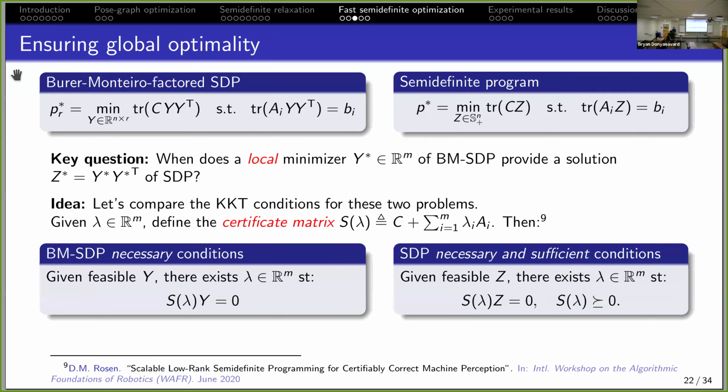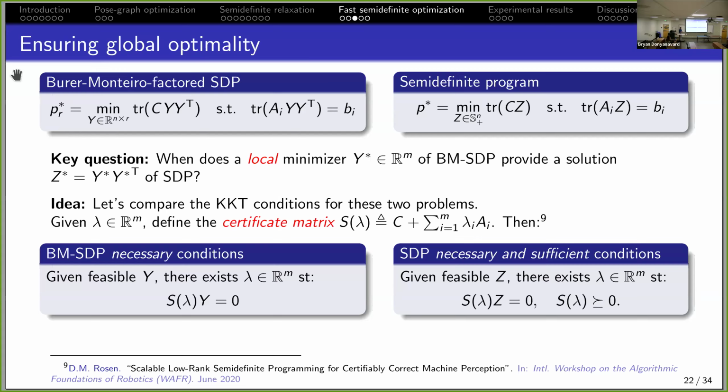And so if you do that, just as a convenience, I'm going to define a certificate matrix in the following way. This is going to be built from a Lagrange multiplier for a solution of, let's say, this Burer-Monteiro factored SDP. So if I apply local minimization, I get both an estimate Y star and an associated set of Lagrange multipliers for the constraints in this problem. Using those Lagrange multipliers, I'm going to define a corresponding certificate matrix that is constructed from that Lagrange multiplier vector and the matrices that define my original SDP. So that's just the definition.